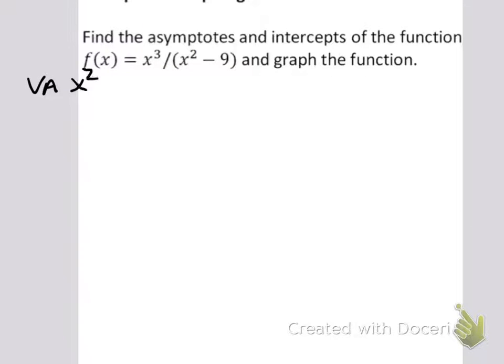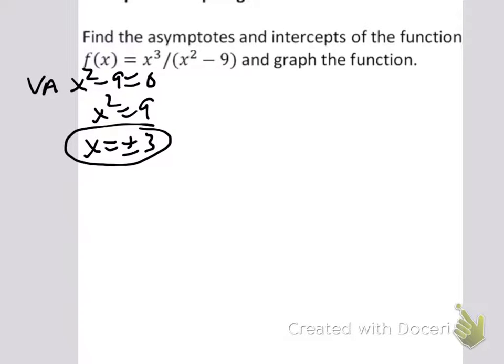Vertical asymptote: set x squared minus 9 equal to 0, add 9, take the square root. So that is your vertical asymptotes. Actually, you have 2, plus or minus 3. There is no horizontal asymptote, and the reason why is the degree on top is bigger than the degree on the bottom.